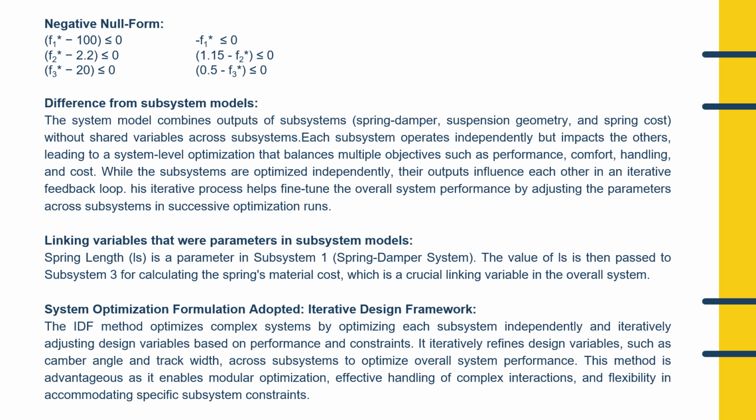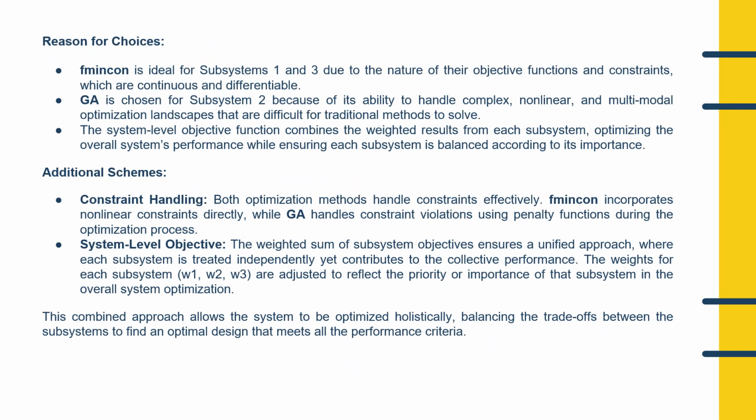At system level optimization, each subsystem is independently optimized and design variables are iteratively adjusted based on performance and constraints. We chose fmincon for subsystems 1 and 3 because their problems are continuous and differentiable, while GA is used for subsystem 2 due to its ability to handle complex nonlinear optimization landscapes. The system level objective combines weighted results from each subsystem, ensuring a balanced optimization.